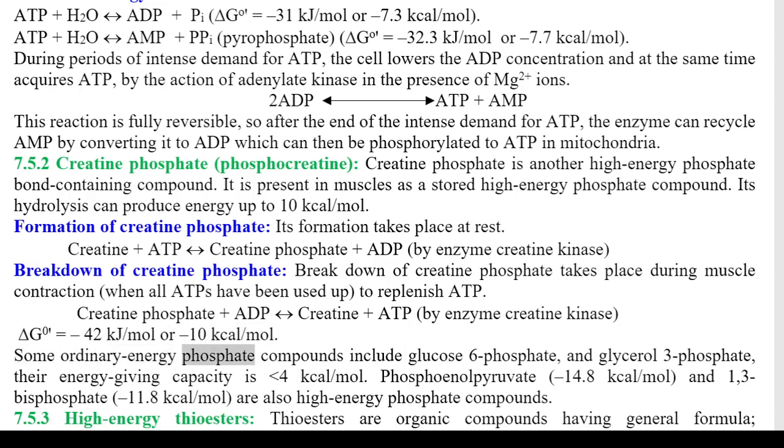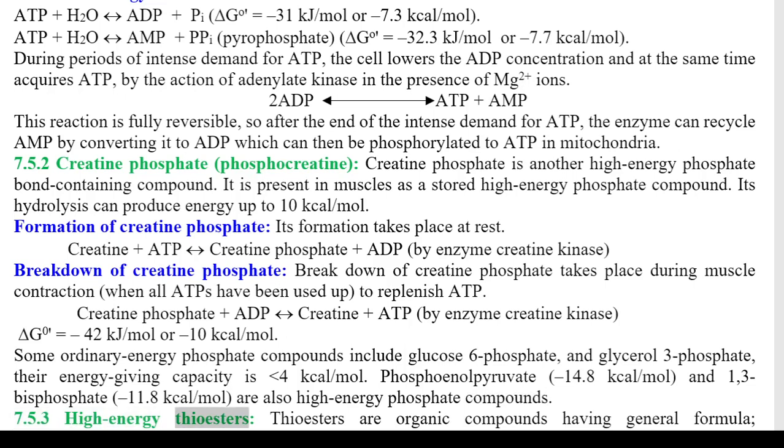Some ordinary energy phosphate compounds include glucose 6-phosphate and glycerol 3-phosphate. Their energy-giving capacity is 4 kcal/mol. Phosphoenolpyruvate, 14.8 kcal/mol, and 1,3-bisphosphoglycerate, 11.8 kcal/mol, are also high-energy phosphate compounds.